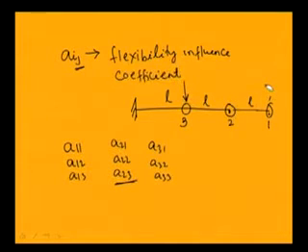Similarly, A31 is the displacement at 3 when a unit force is applied at 1 and the forces at the other two places are 0. A32 is the displacement at 3 when a unit force is applied at 2 and forces at other places are 0. A33 is the displacement at 3 when a unit force is applied at 3 and the other forces are 0, and I derived those expressions by drawing the bending moment diagram.